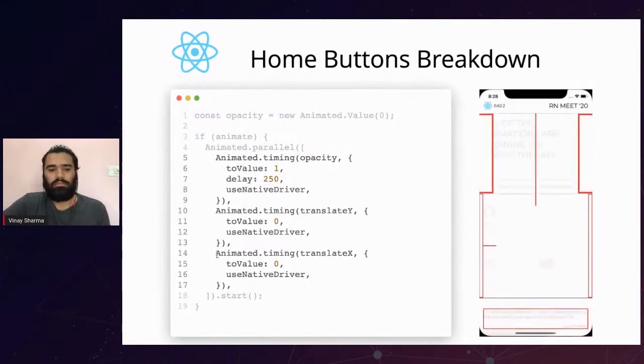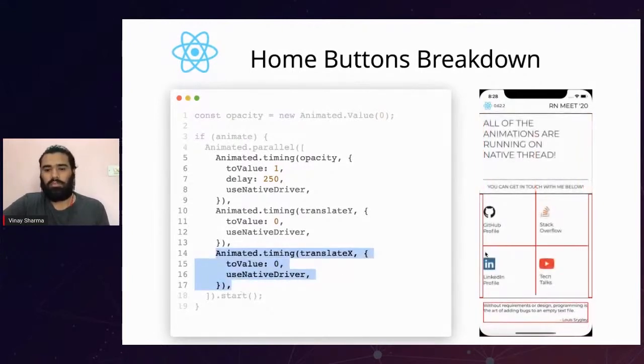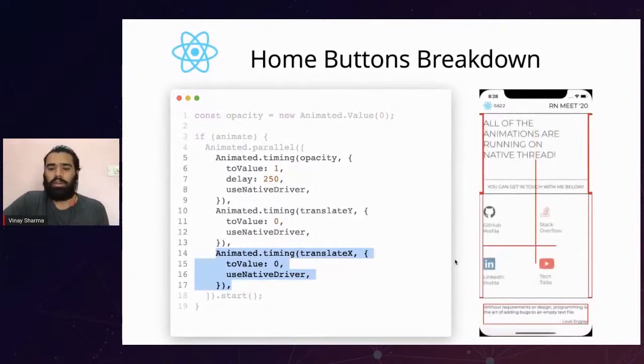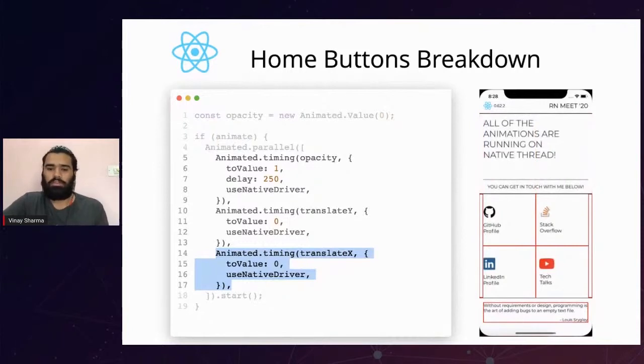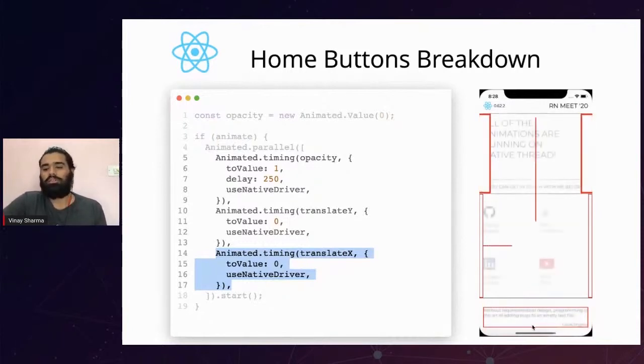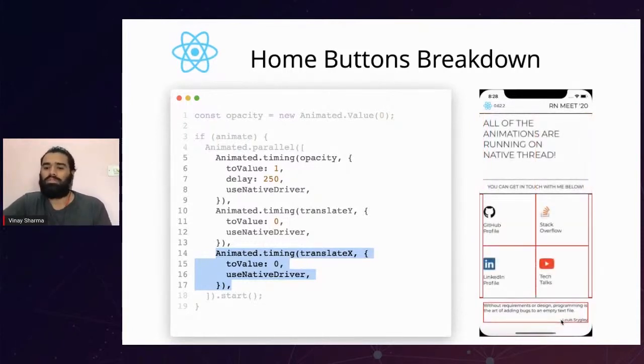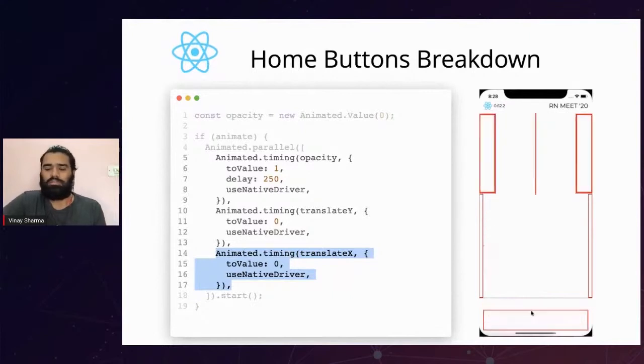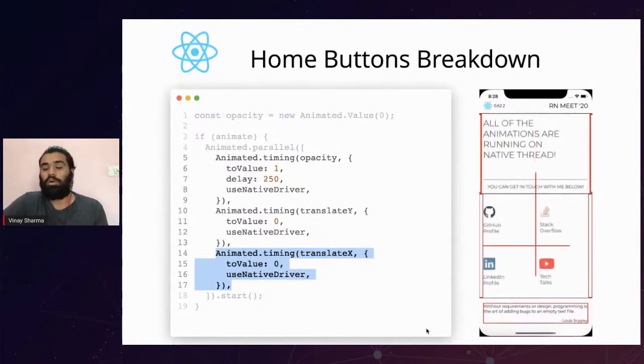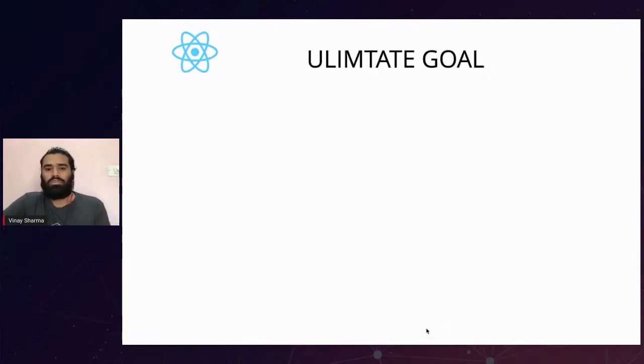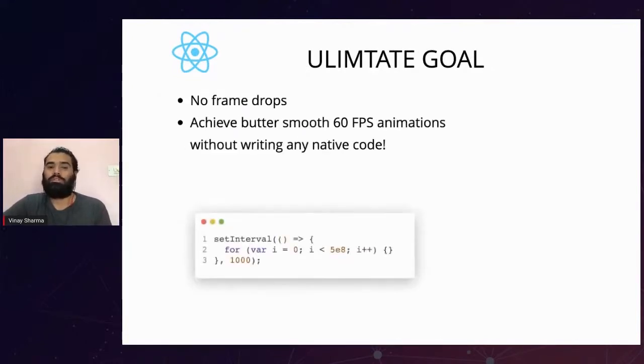And at the end, we have translate x, which will help me translate from left to right. So this was the home button breakdown for the entire animation. And over here, you can see there's another footer. So as to just fill up the space, I'm translating it from the bottom to the top. So the ultimate goal was no frame drops, achieve butter smooth 60 FPS animations.